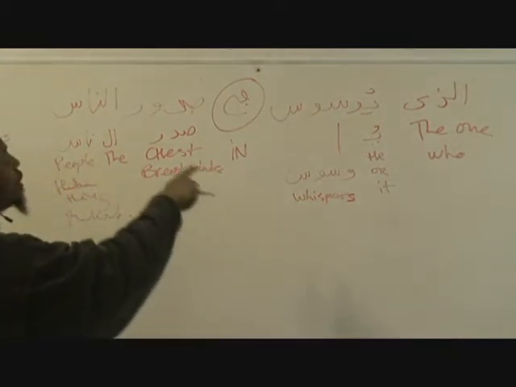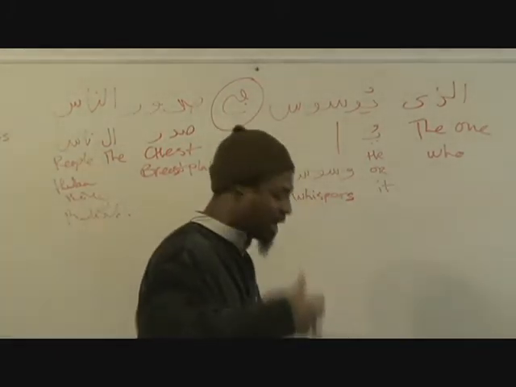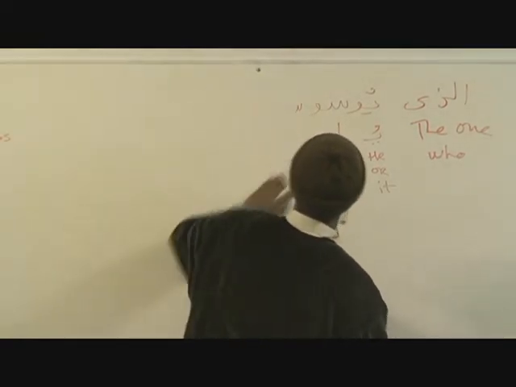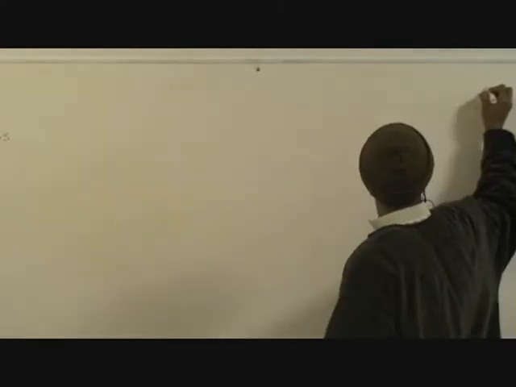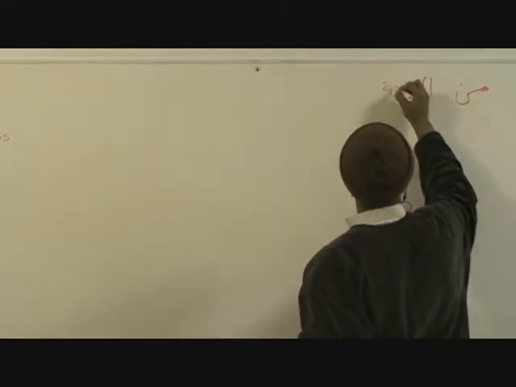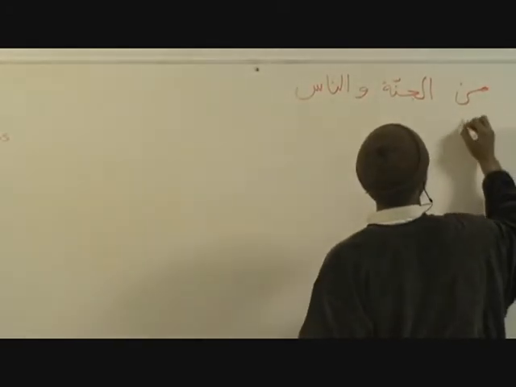Okay. Alladhi yuwaswisu fi suduri nas. We're just going word for word, then we're going to tell you how to put this in an English sentence. Because after word for word, you have to understand that the way we would construct this sentence in English is not going to be the way that it was constructed in Arabic. Okay? Alladhi yuwaswisu fi suduri nas min al jinnati wan nas. Min al jinnati wan nas. Okay?